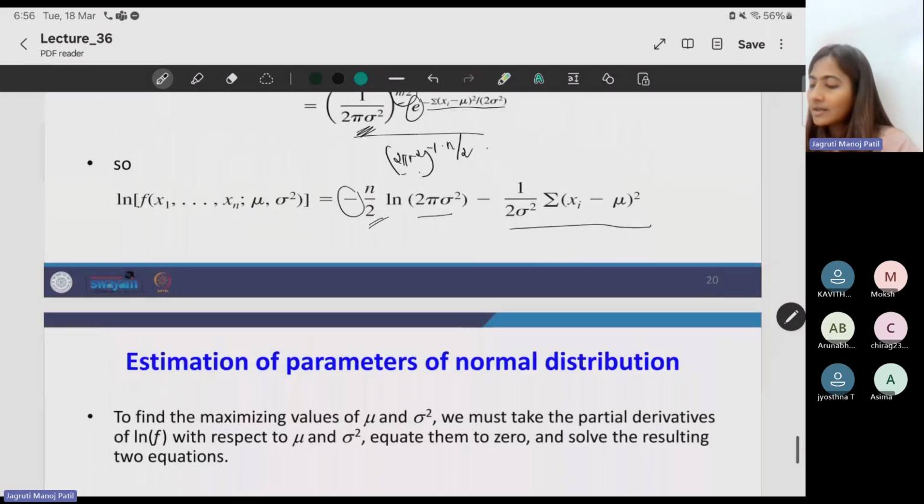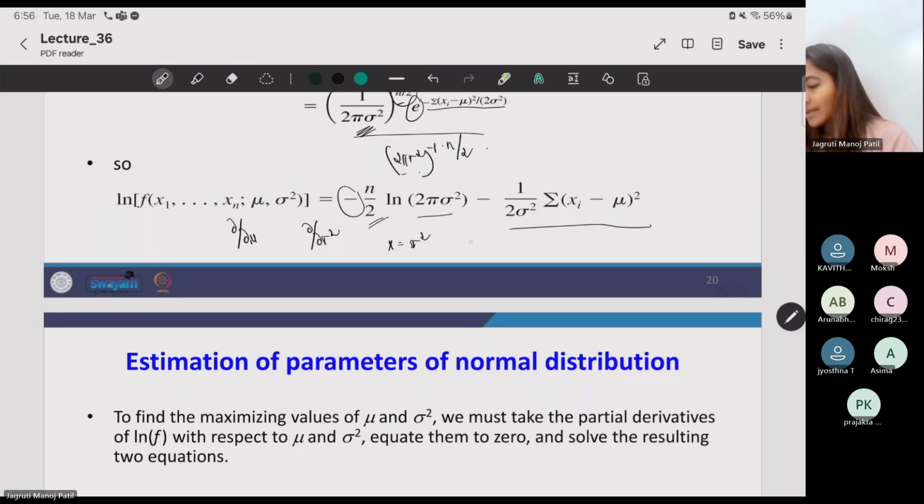Now you'll differentiate this term. You'll do partial differentiation because now you have two different variables here: with respect to mu, and then the differentiation with respect to sigma square. Now when you're trying to do it for sigma square, try treating sigma square as the variable, so that this is equal to something like this, and then you do the differentiation.